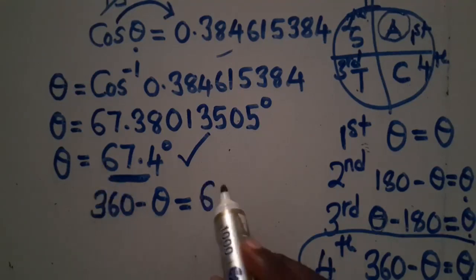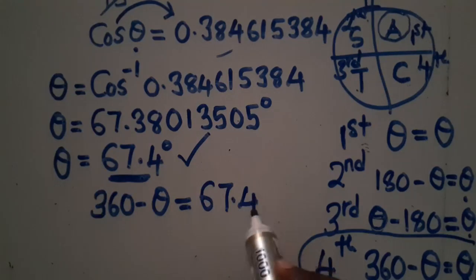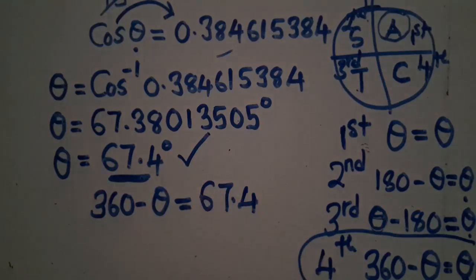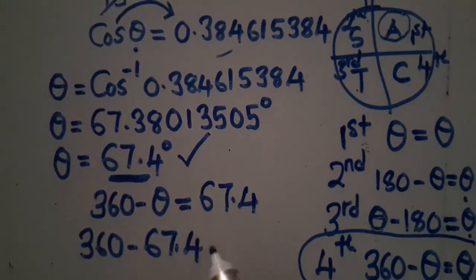So you say 67.4. When this one comes this side, it becomes positive; when this one comes this side, it becomes negative. This is just an equation. So this is 360 minus 67.4, which is equal to theta. That's the answer now.